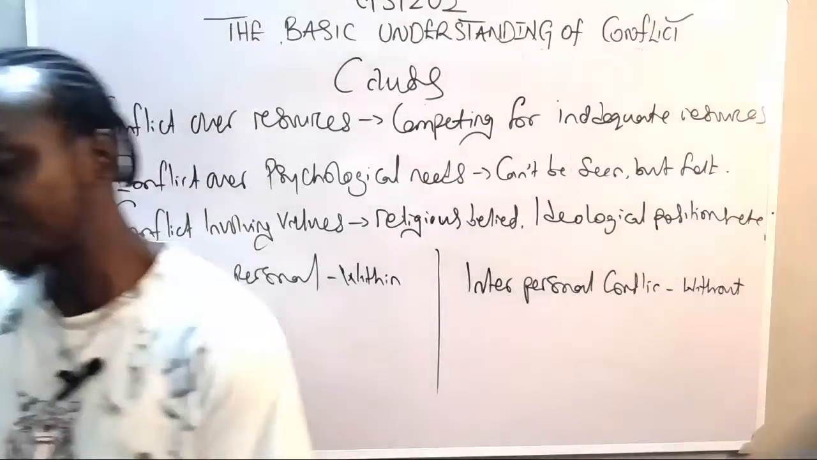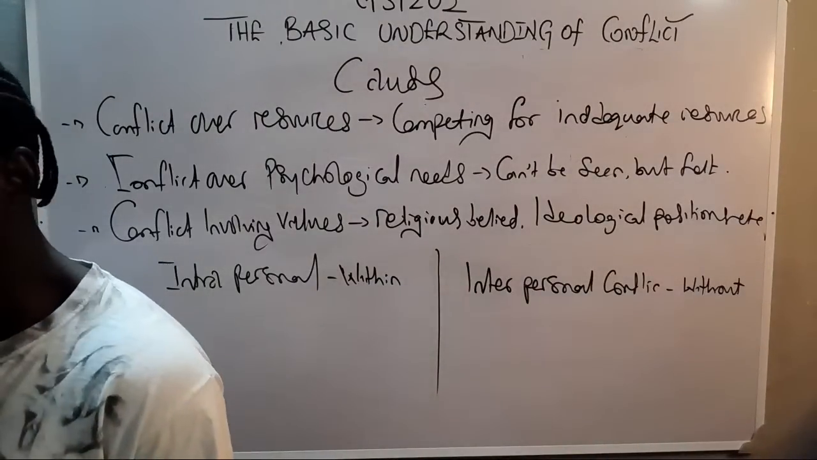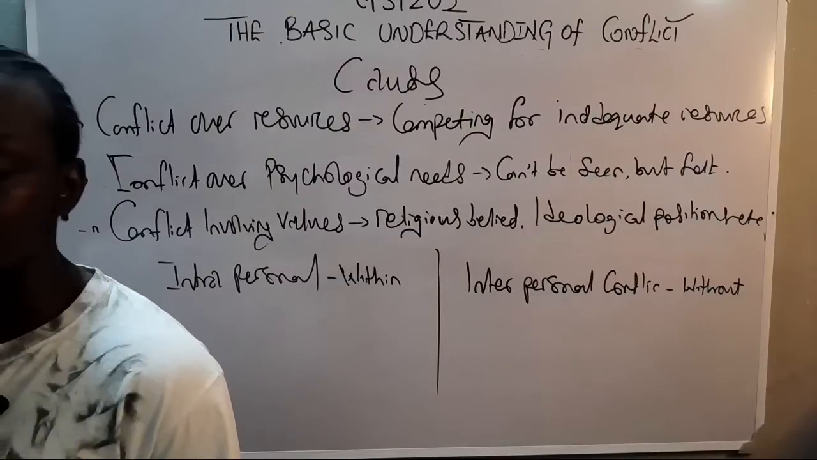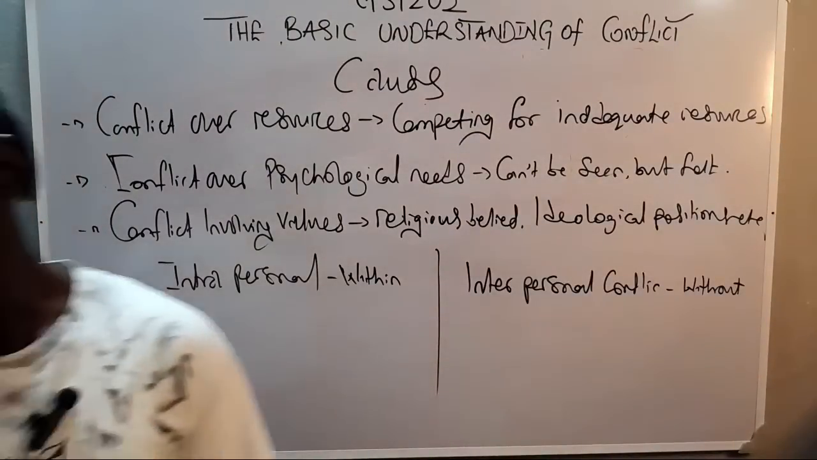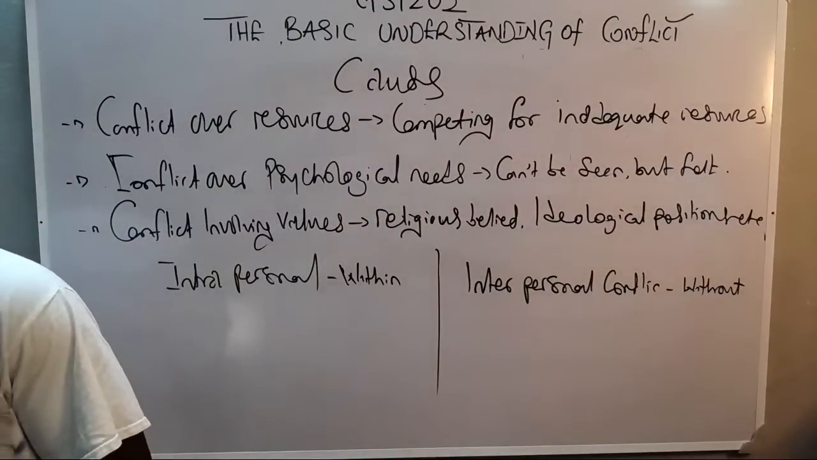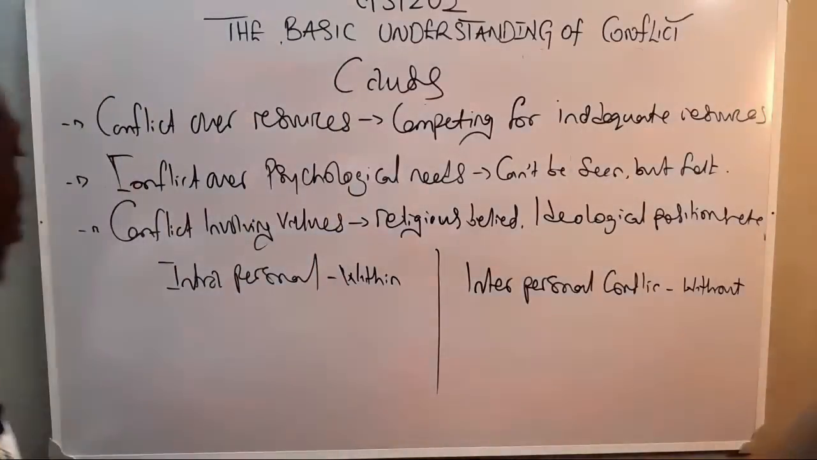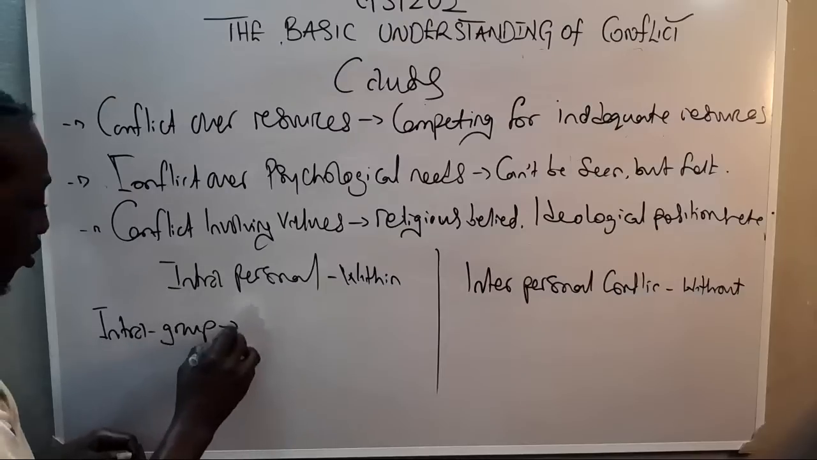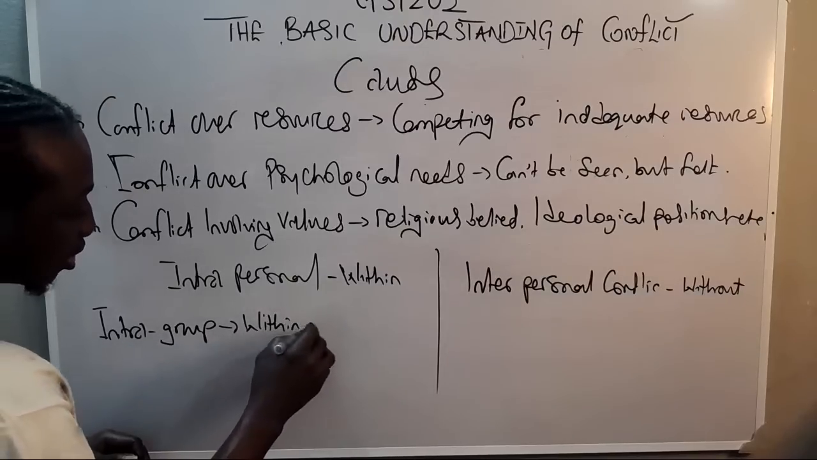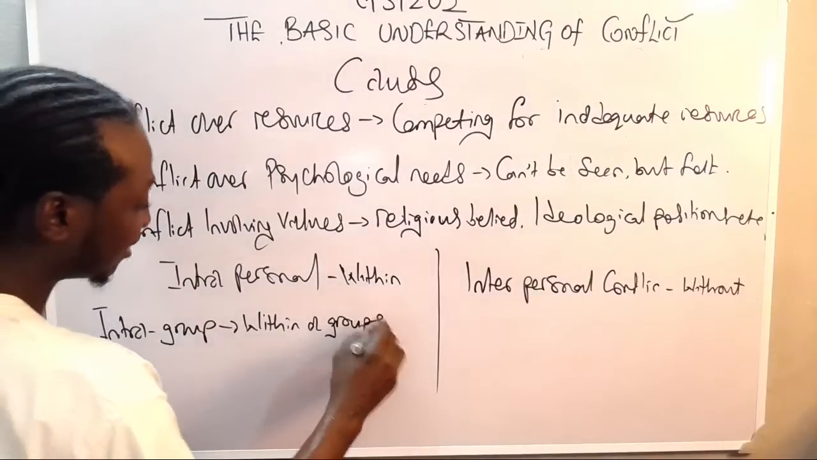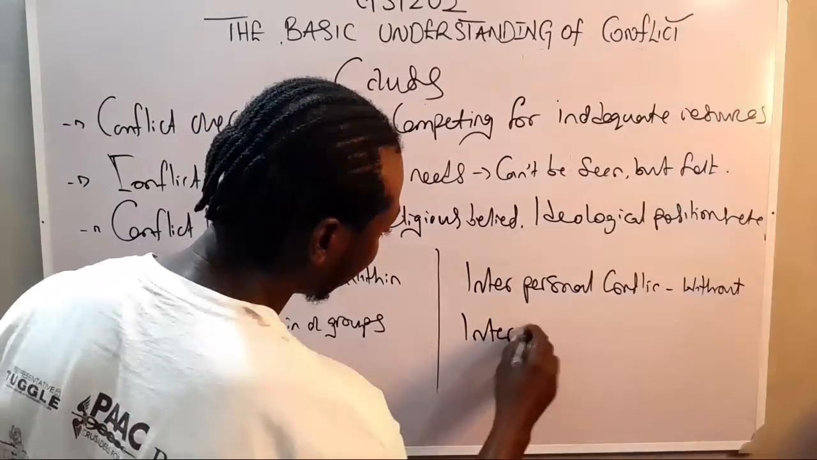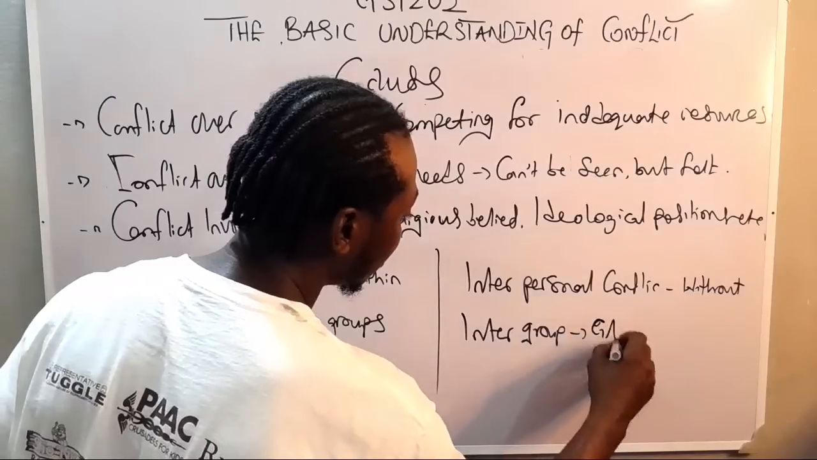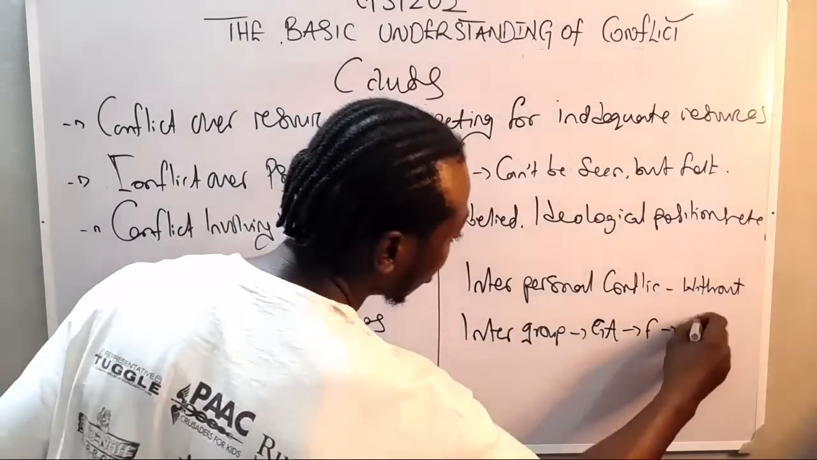So we have intrapersonal conflict. We also have intra-group conflict, between individuals within a group. That is intra-group, within the group, when individuals are fighting together in a group. Then we have inter-group, when one group is fighting another group, group A fighting group B.